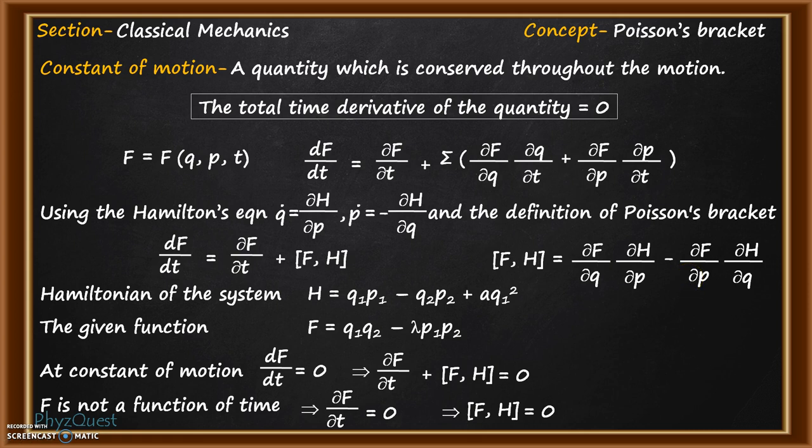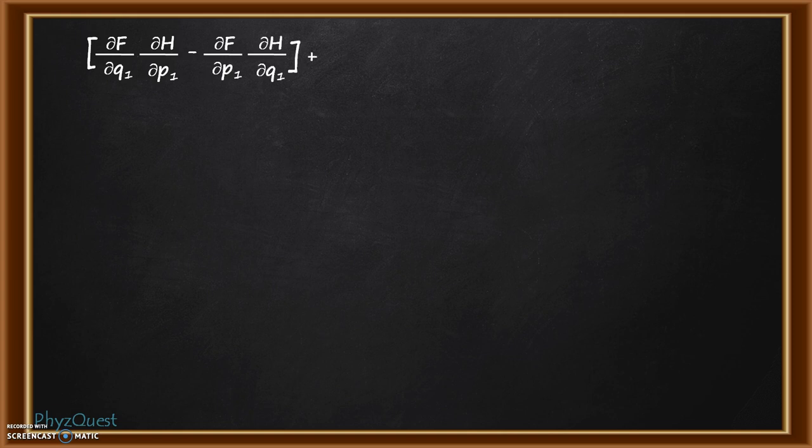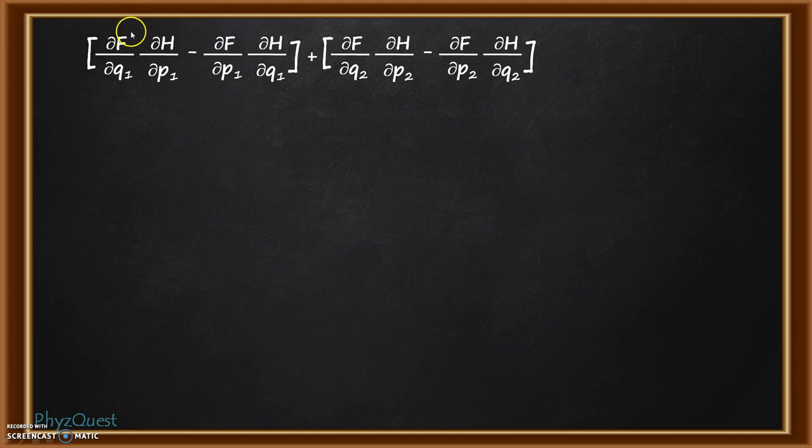expansion. So this will be like this: del f by del q1 into del h by del p1 minus del f by del p1 into del h by del q1 plus del f by del q2 into del h by del p2 minus del f by del p2 into del h by del q2. This is the expanded form here. So we write down this set for q1 p1 and another set for q2 p2. So this is equal to 0.